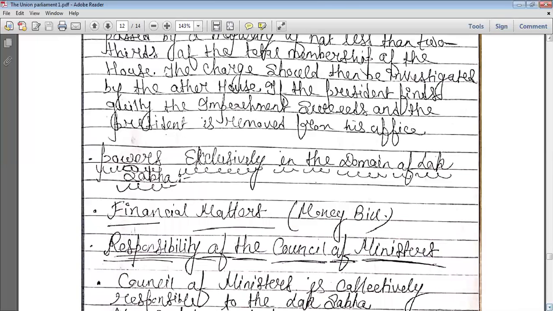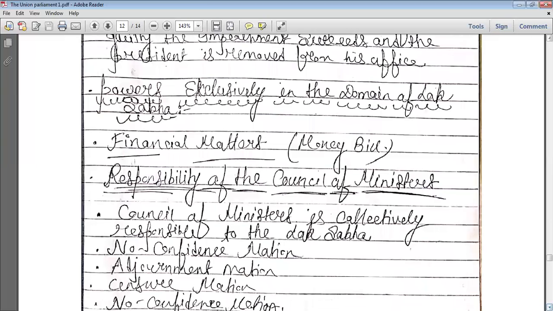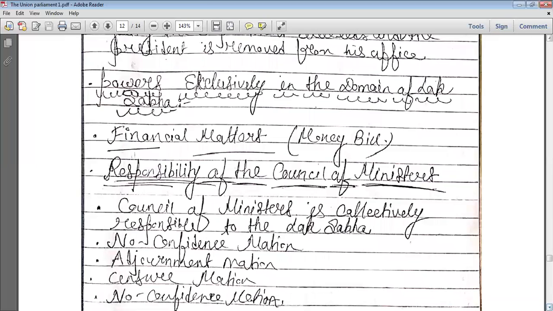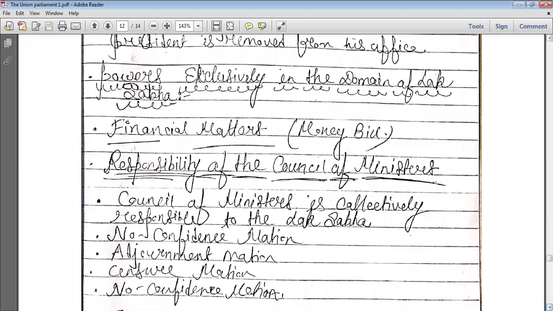Okay. So we are almost at the end of the chapter. Powers exclusively in the domain of the Lok Sabha. Financial matters: you know very well that a money bill is first introduced in the Lok Sabha. Whenever the money bill goes to the Lok Sabha, it is passed to the Rajya Sabha. The Rajya Sabha has to give recommendation within 14 days. If it does not pass the bill, then it is deemed to have been passed by the Lok Sabha.